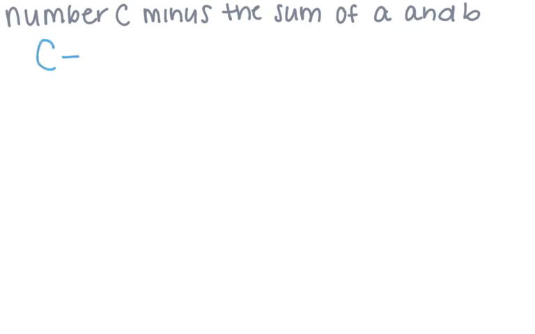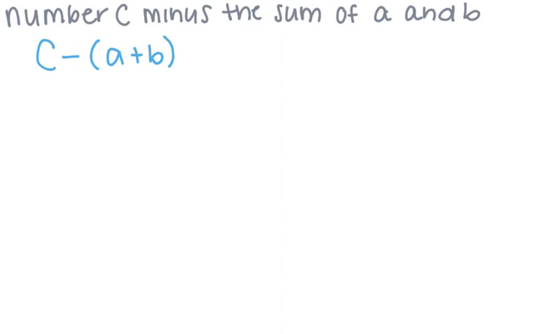So c minus the sum of a and b. So it's going to be c minus the sum of a and b. And we want a and b in parentheses because we're subtracting c from the sum of a and b. So in order to do that, we have to add a and b together.